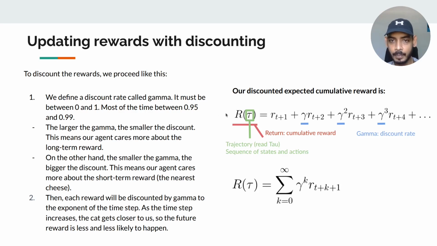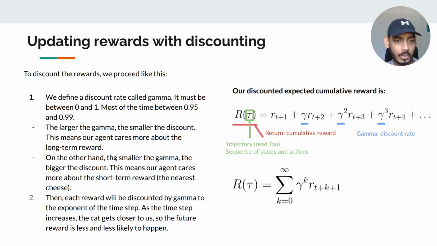Because if you see this equation here, R of tau equals r t+1, gamma r t+2, then gamma squared r t+3. So these things will happen in the future. r t+3 is a time step further into the future, and you are applying square, cube, and fourth power and so on. So there is an increase in the overall reward for the long-term actions or rewards.